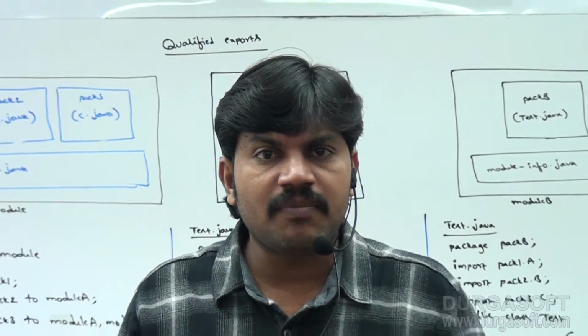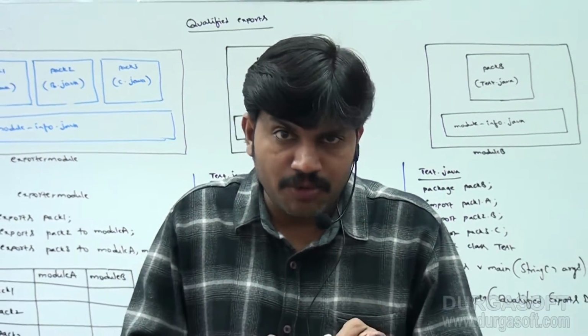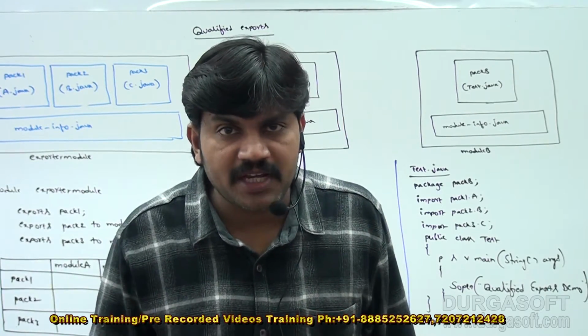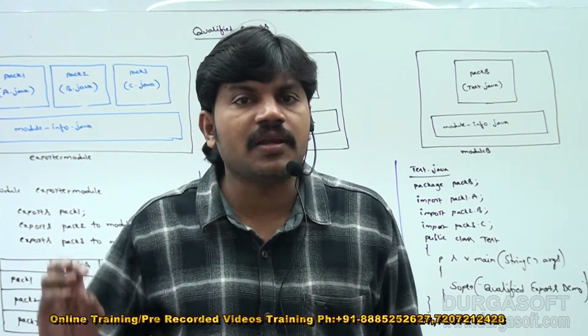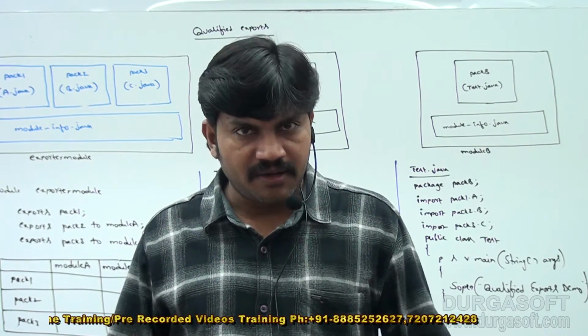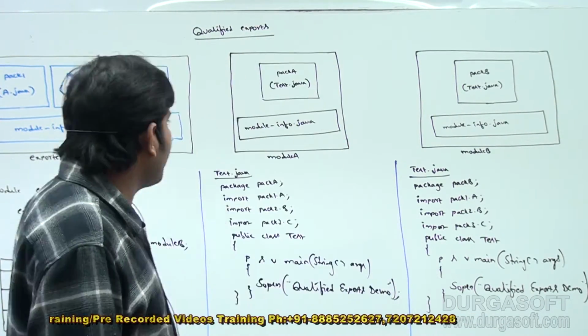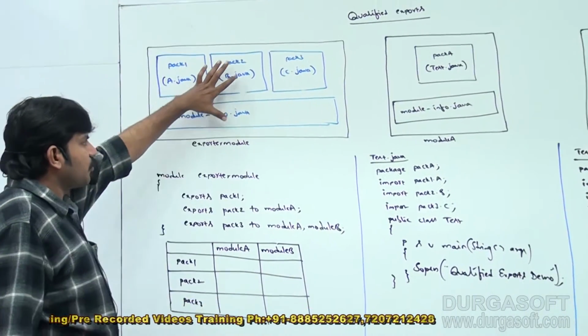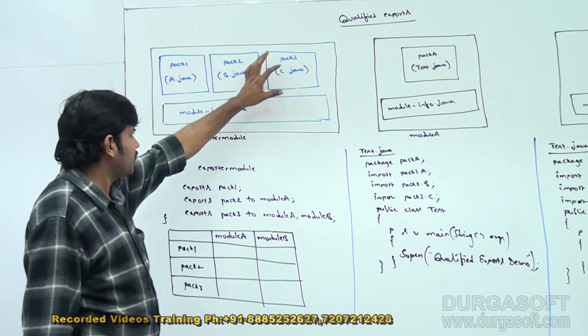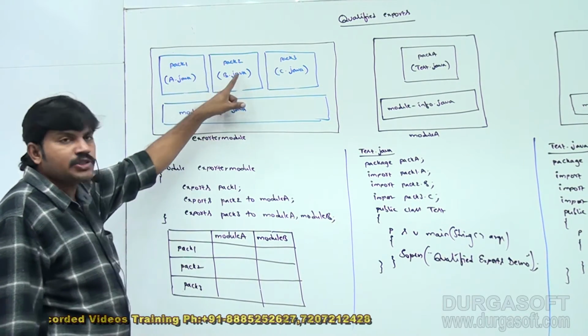Now come back and observe a bit carefully. In our example, how many modules are available? Exporter module, module A, module B. How many packages does the exporter module contain? Pack 1, pack 2, pack 3. Pack 1 contains A.java, pack 2 contains B.java, pack 3 contains C.java. Clear, right? Now have a look once. This is the exporter module, with pack 1, pack 2, pack 3, and module-info.java.